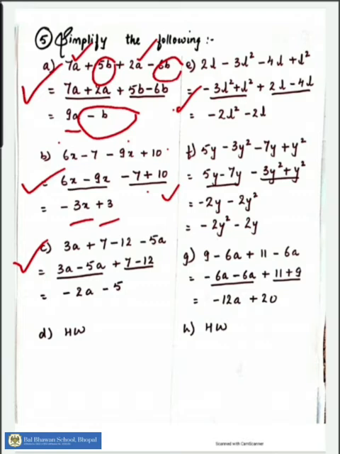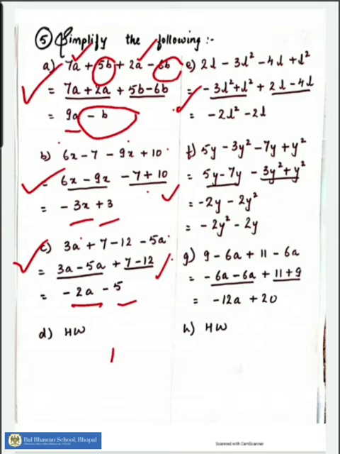Very quickly, 3a minus 5a I have kept together, and 7 minus 12 I have kept together. Now 3a minus 5a. 5 minus 3 is 2, but we are going to take the sign of the bigger number. Bigger number is 5 over here, so it is minus 2a. Similarly, 12 minus 7 will give you 5, but since 12 has a minus sign over here, I'll get a minus sign with 5. So my answer is minus 2a minus 5.